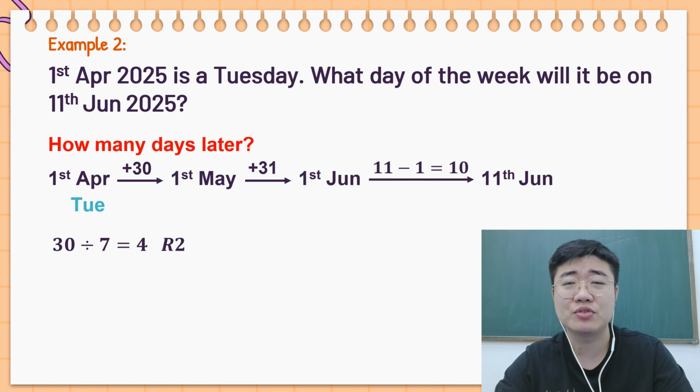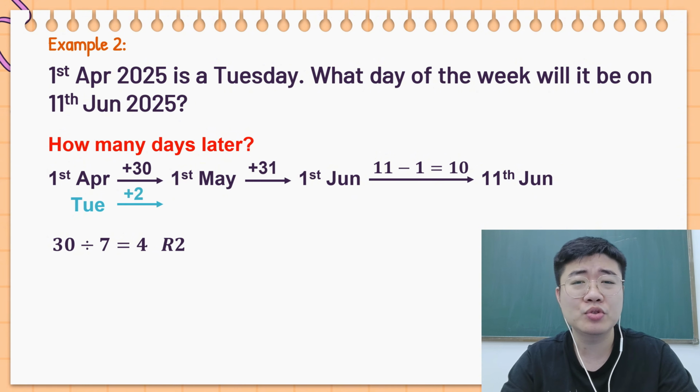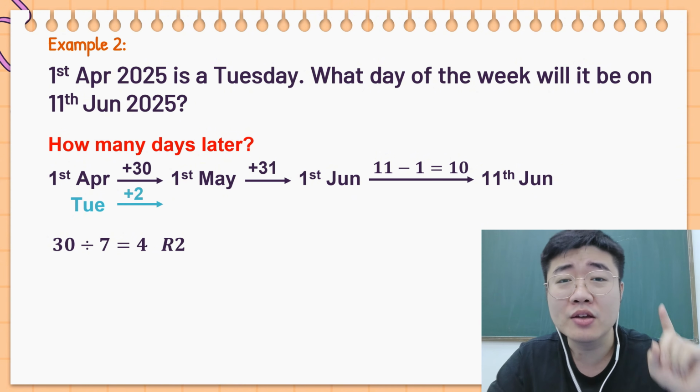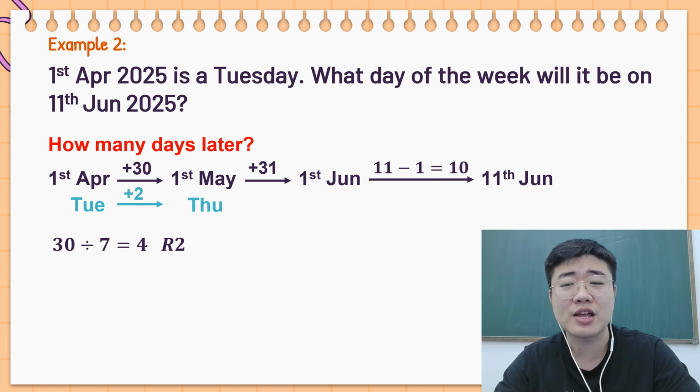So we just have to track for the remainder. It will be another 2 days later. So Tuesday, 2 days later, it will be Wednesday and Thursday. So this part's answer is Thursday.